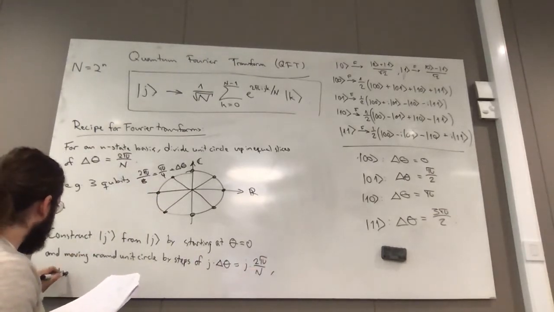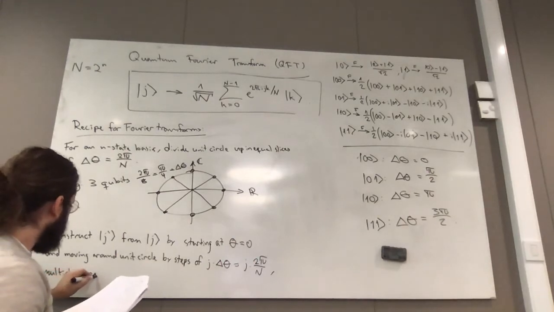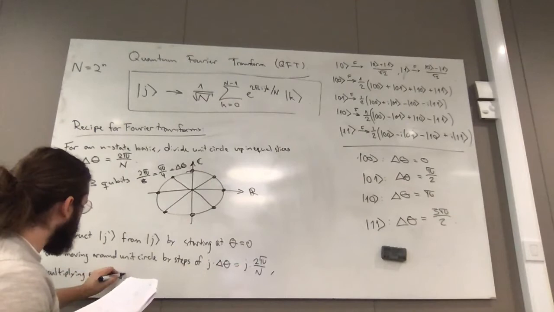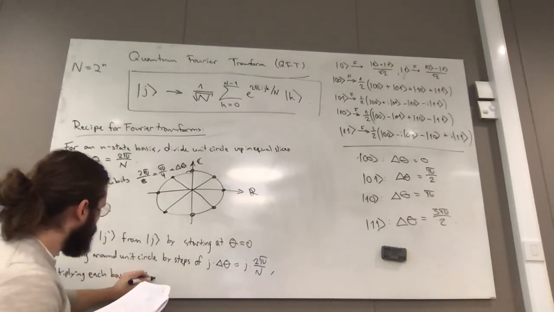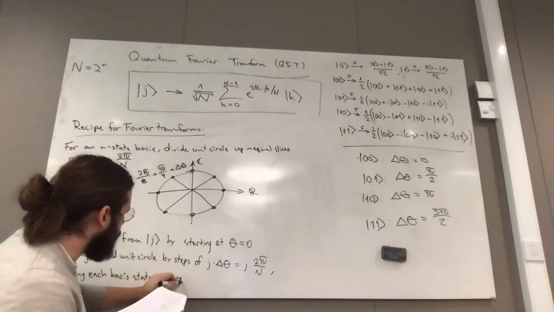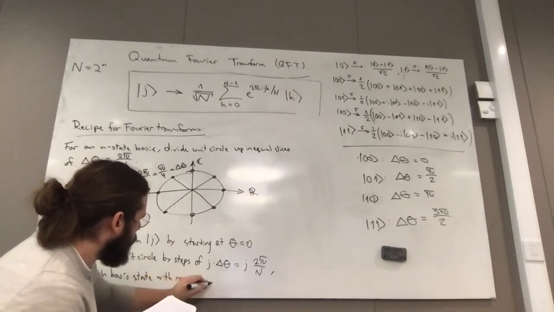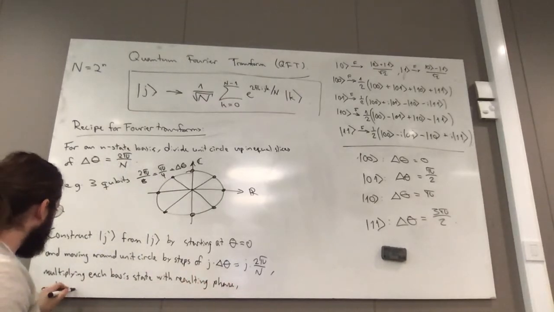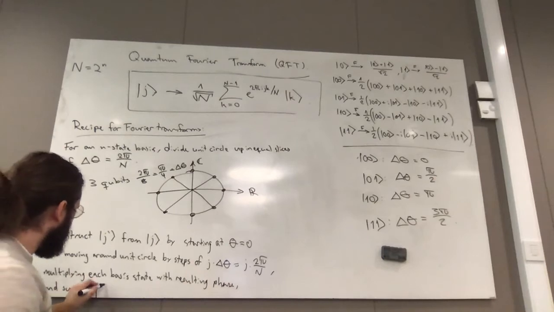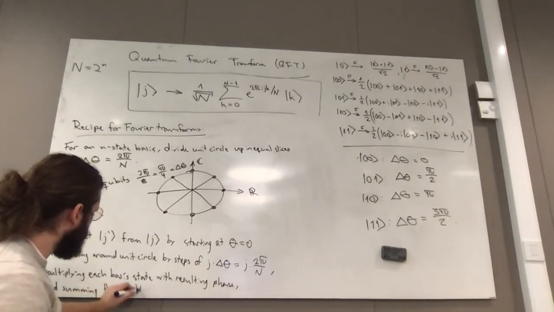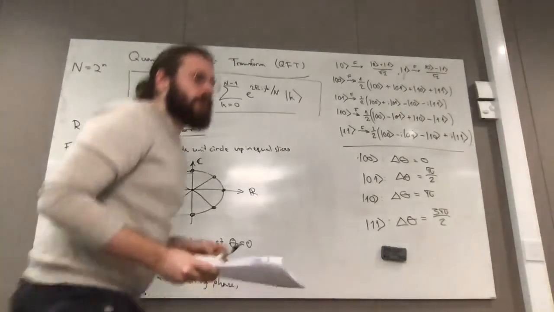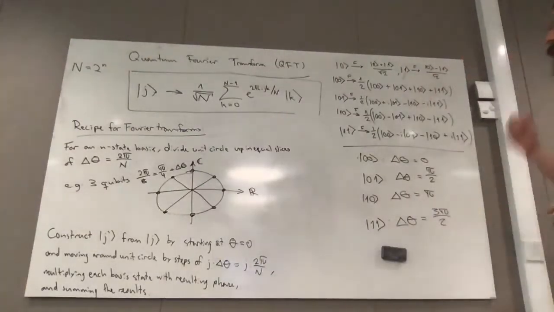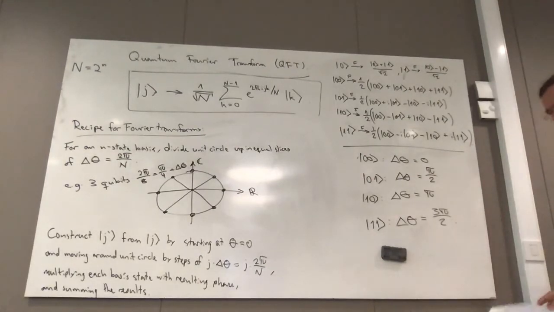And then multiplying each basis state with the resulting phase and summing the results. So that's my recipe for general quantum Fourier transforming in your head or on the back of an envelope or somewhere else where you don't have a lot of space.